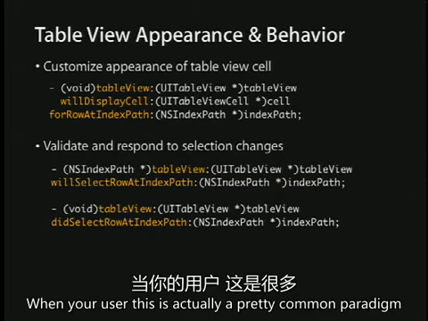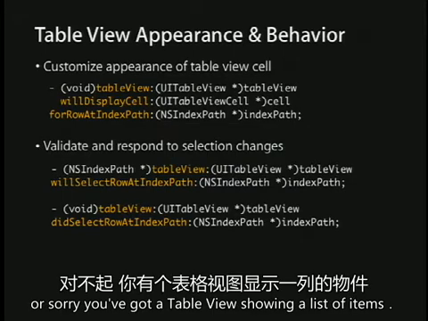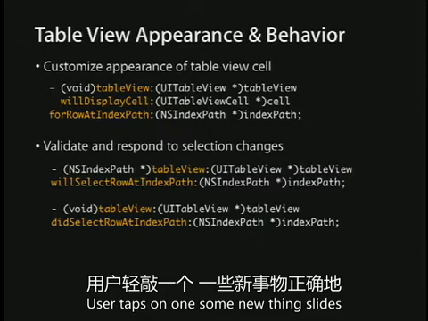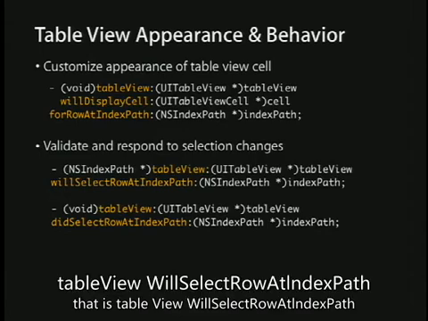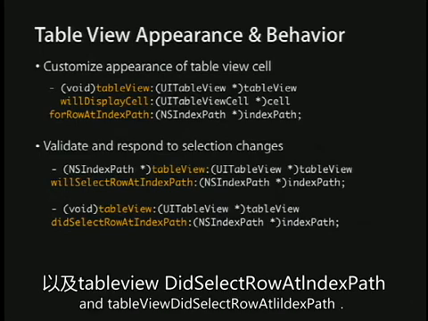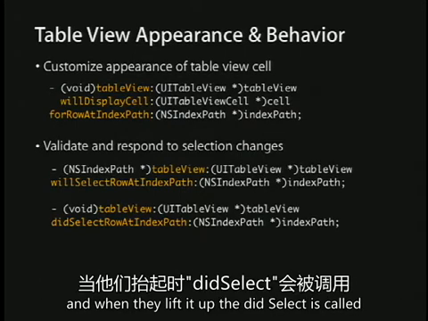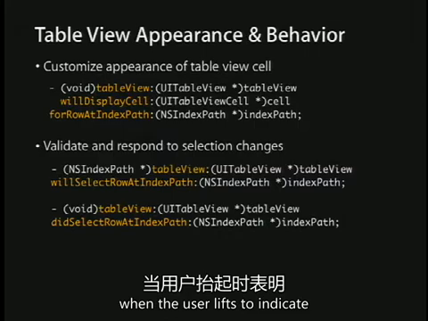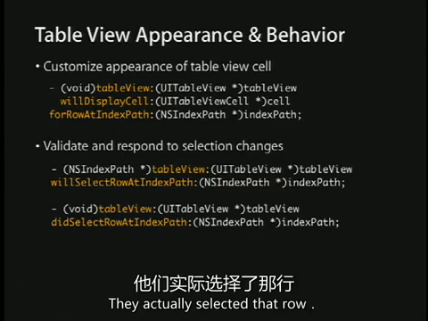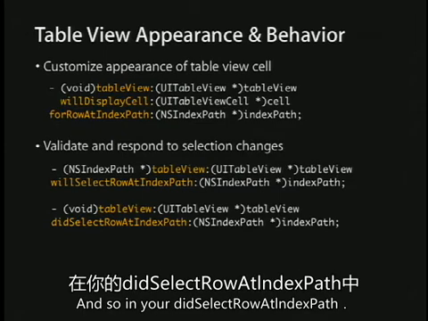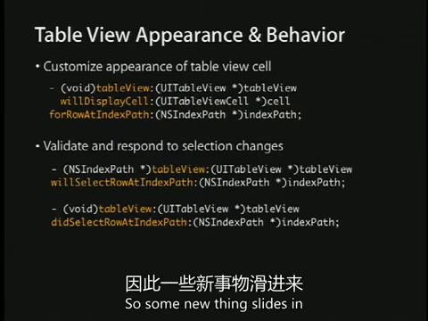This is actually a pretty common paradigm throughout many of the iPhone applications, right? You've got a table view showing a list of items. The user taps on one, and some new thing slides in on your navigation controller, probably. So the way you find out about that is tableView:willSelectRowAtIndexPath: and tableView:didSelectRowAtIndexPath:. These methods are called when the user puts their finger down and when they lift it up. The did select is called when the user lifts to indicate that the action has actually been performed. They didn't then start scrolling and cancel the selection. They actually selected that row. And so in your didSelectRowAtIndexPath, you may decide to allocate a new UIViewController and push it on self.navigationController, so some new thing slides in.